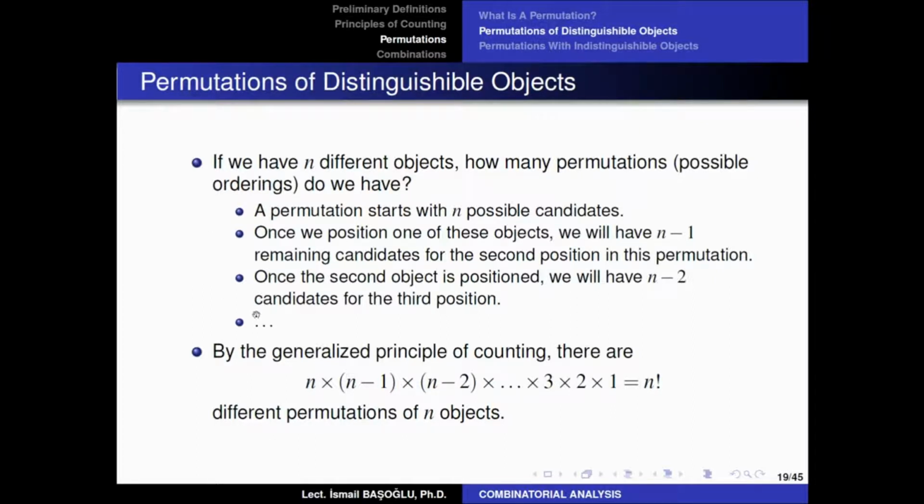Now, each of these positionings can be considered as an experiment. And by the generalized principle of counting that we have learned in the previous video, the number of different permutations I can create with these distinguishable objects is going to be n times n minus 1 times n minus 2 and so on, the multiplication of all these integers from n down to 1, and that is called n factorial. So the number of different permutations I can create with n objects in a linear order is n factorial, and that is due to the generalized principle of counting.